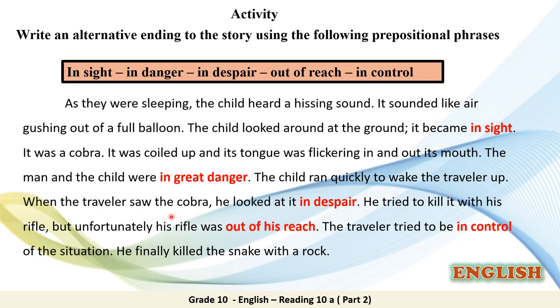When the traveler saw the cobra, he looked at it in despair. He tried to kill it with his rifle, but unfortunately his rifle was out of his reach. The traveler tried to be in control of the situation. He finally killed the snake with a rock.